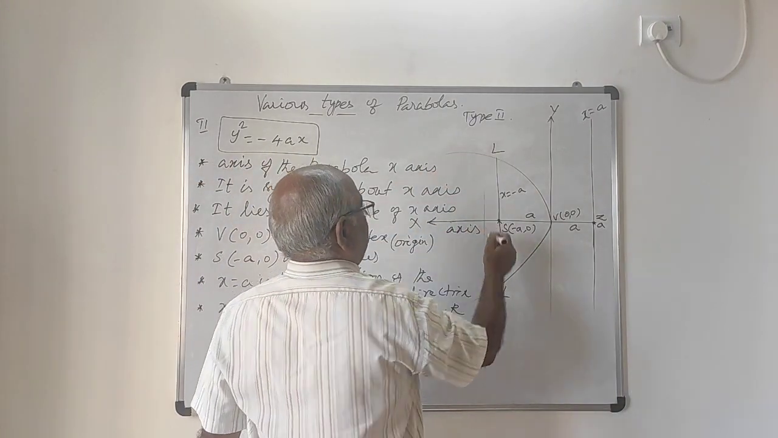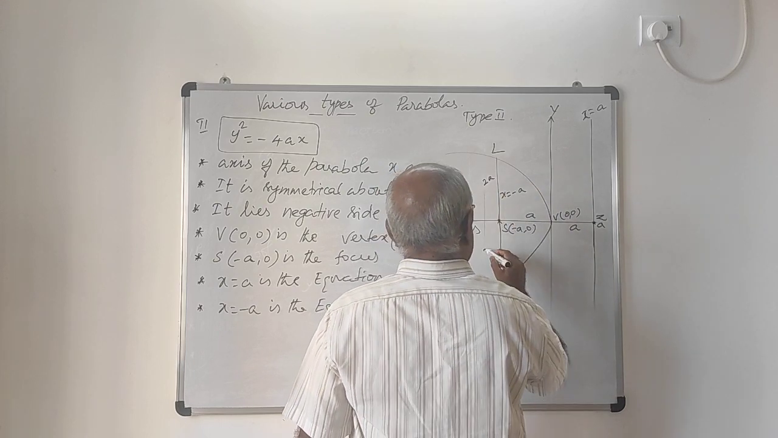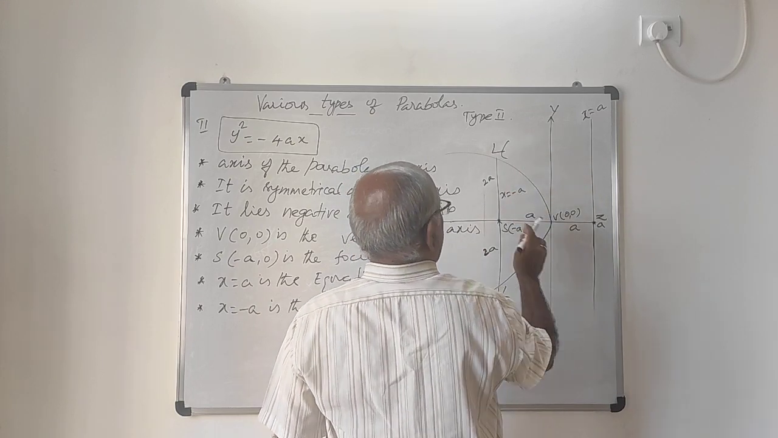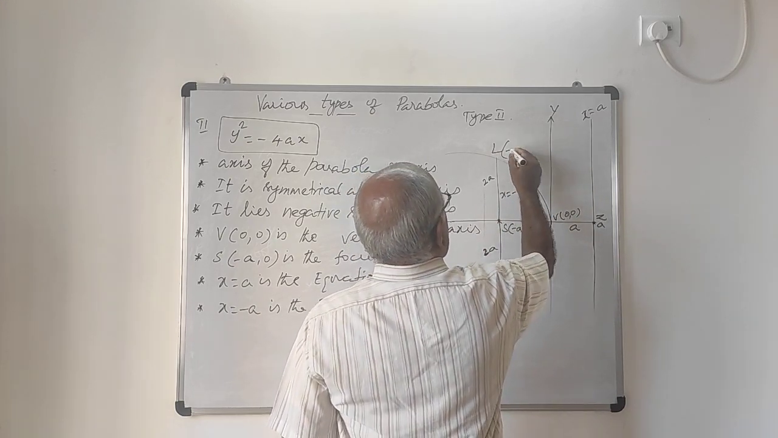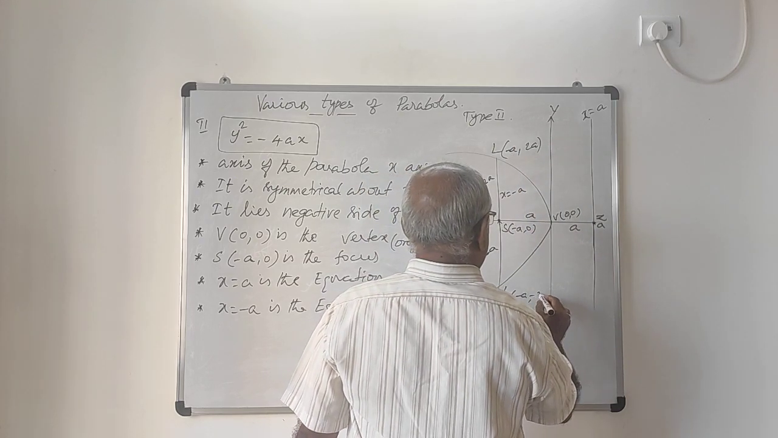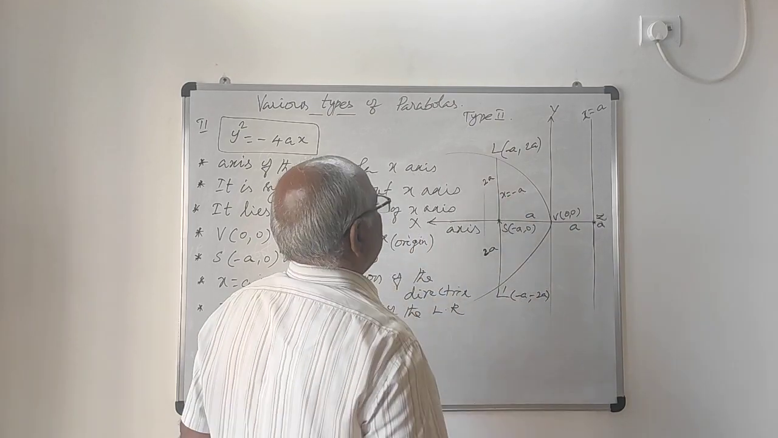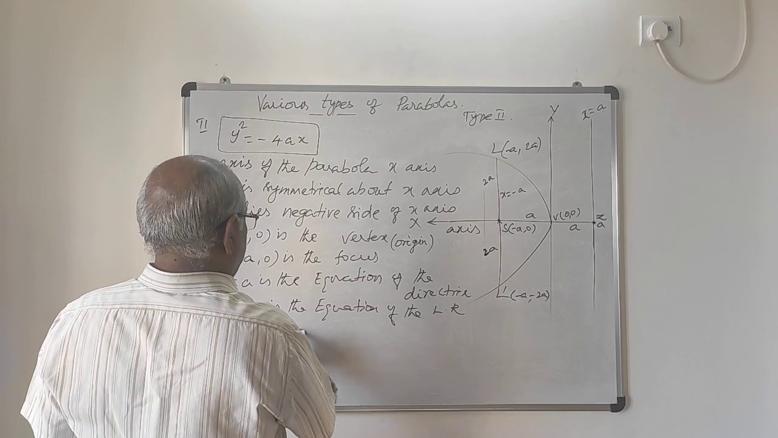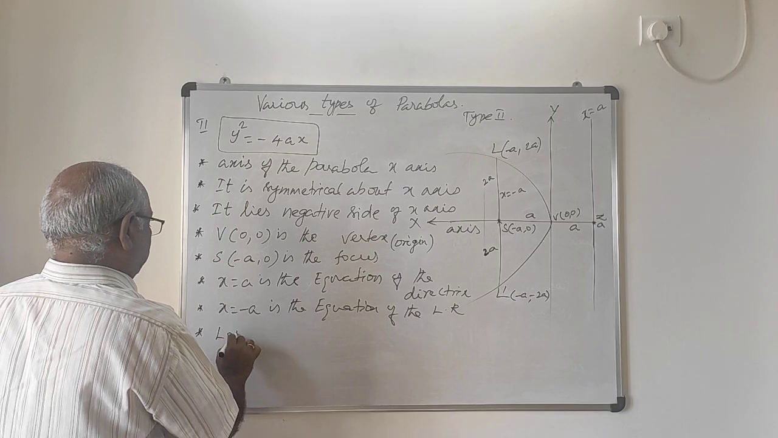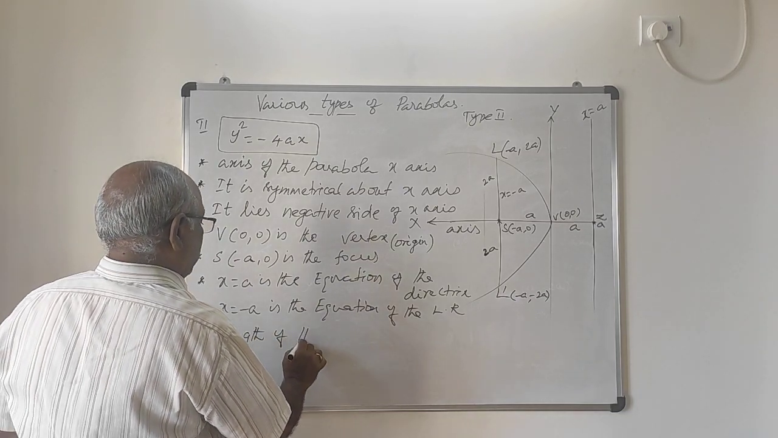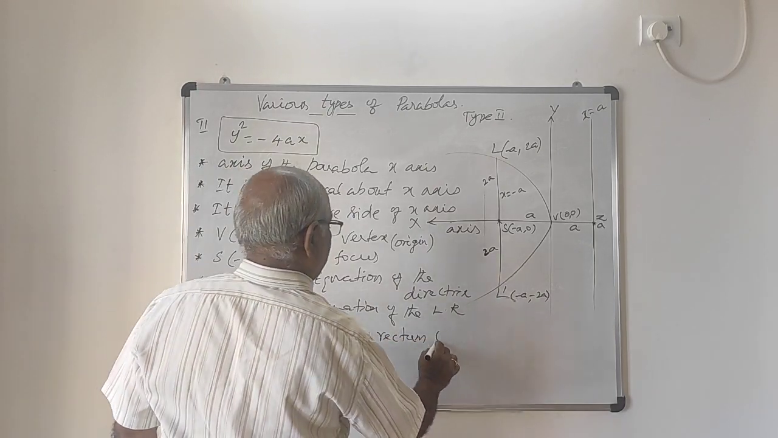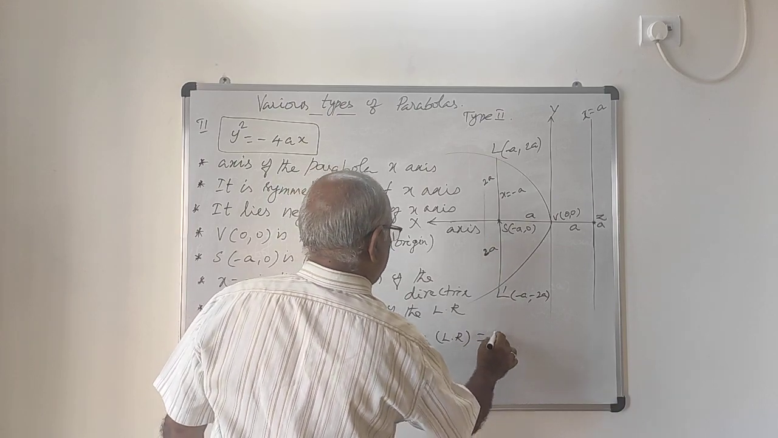Length is 4a. This distance is 2a. The same method you can use to determine it. This is also 2a. Length is 4a. Coordinates of this point: x coordinate is minus a, comma 2a. And L dash is minus a comma minus 2a. So x equal to minus a is the equation of the latus rectum. Length of the latus rectum, you can say LR equal to 4a.